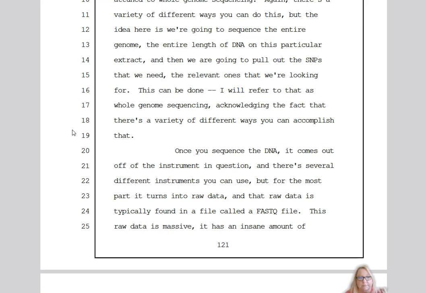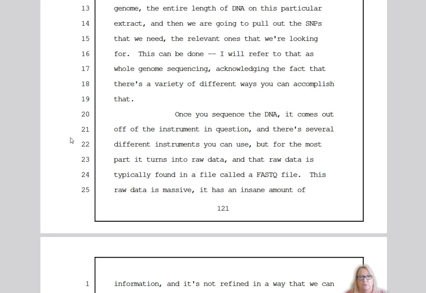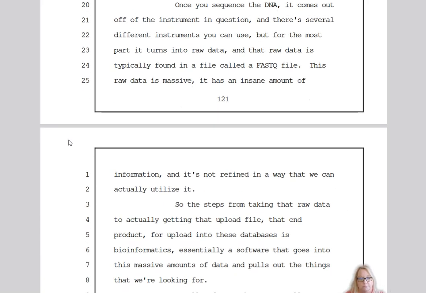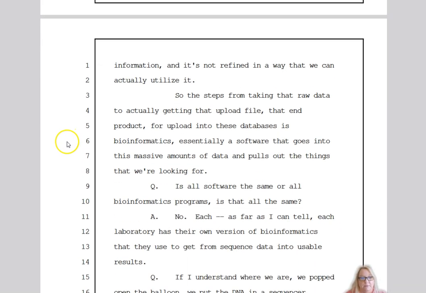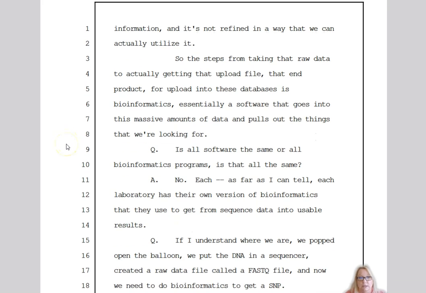So he says we're going to pull out all the SNPs that we need, the relevant ones we're looking for, or, he's going to call that whole genome sequencing, that there's a variety of different ways you can accomplish that. So he says, once you sequence the DNA, it comes off the instrument in question. There's several different instruments you can use, but for the most part, it turns it into raw data. And that data is typically found in a file called a FASTQ file. This raw data is massive. It has an insane amount of information, and it's not refined in a way that we can actually utilize it.